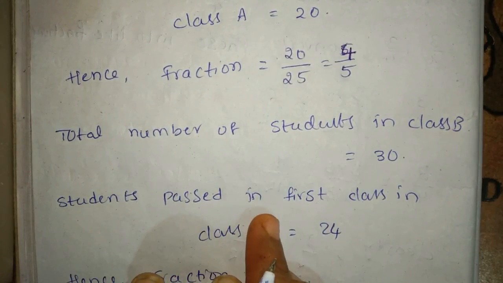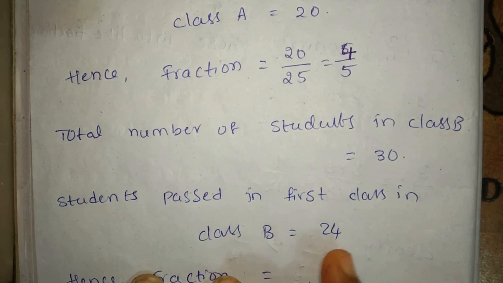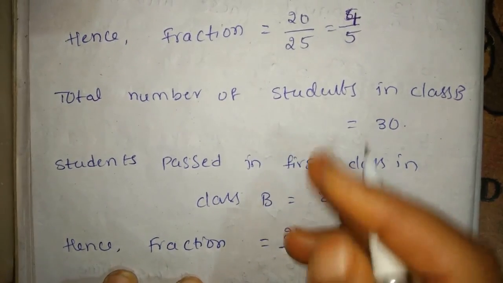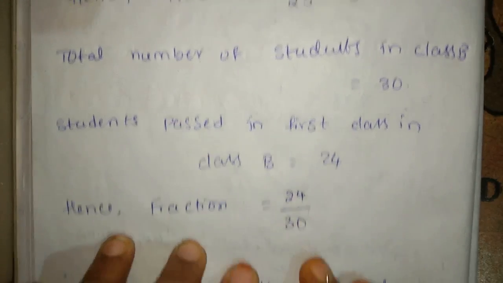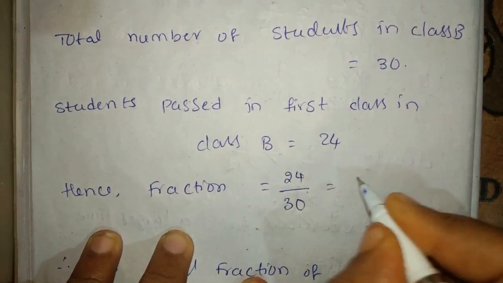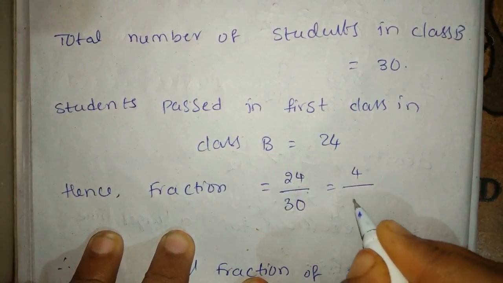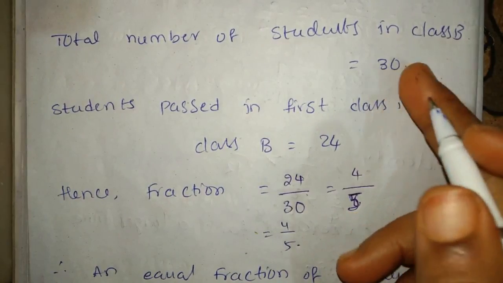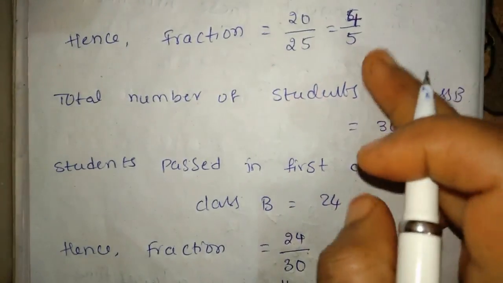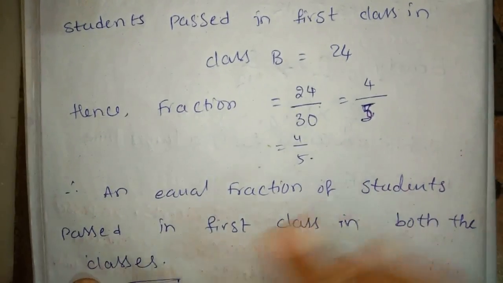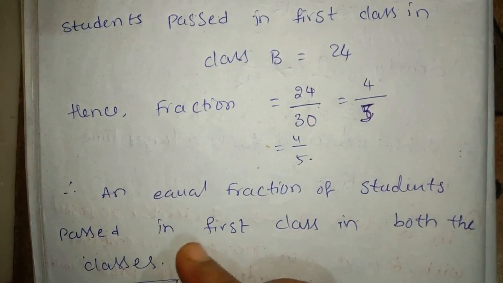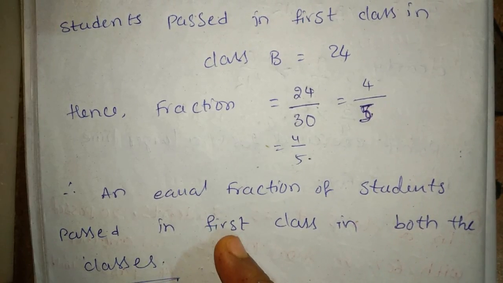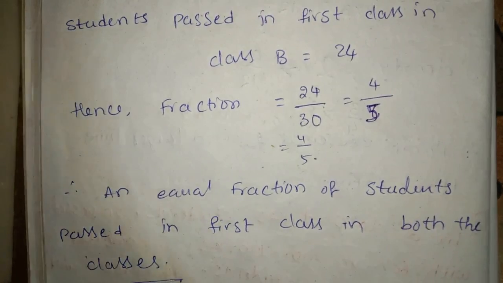Next, the total number of students in class B is 30. The students who passed in first class in class B is 24. Hence the fraction is 24 passed students by the total number of students, that is 30. In this, 6 fours are 24, 6 fives are 30. So here 4 by 5, and in class A also 4 by 5. So an equal fraction of students passed in first class in both classes, class A and class B. Okay?